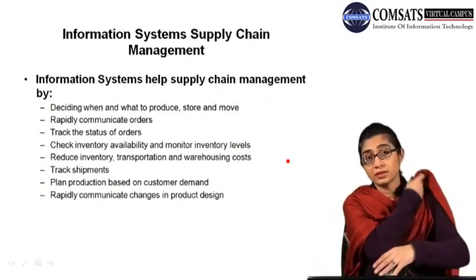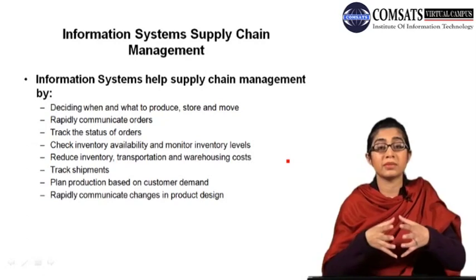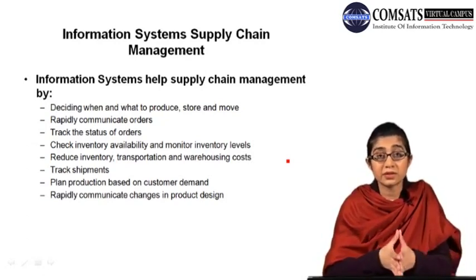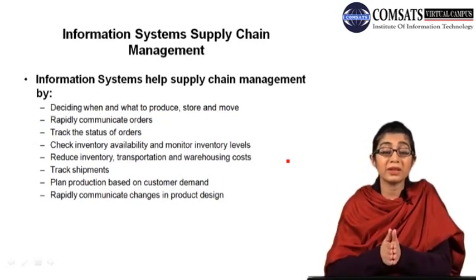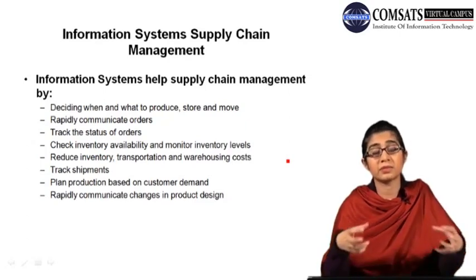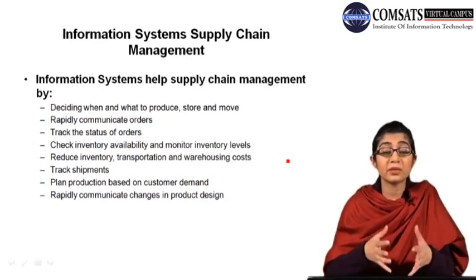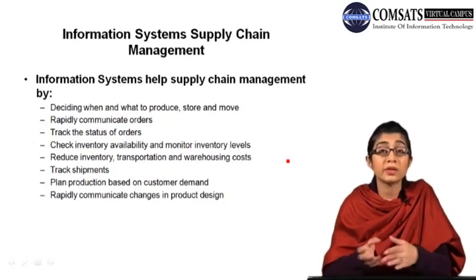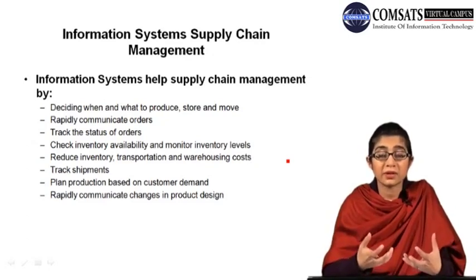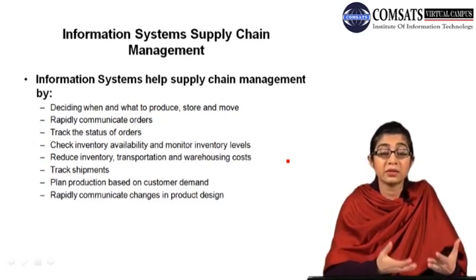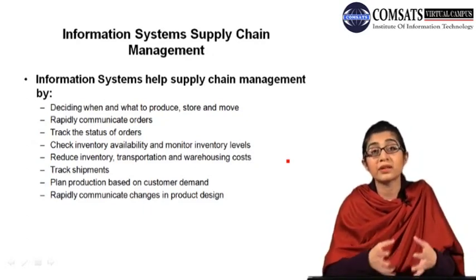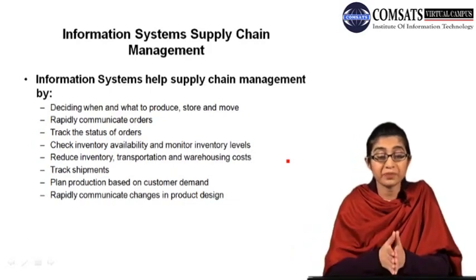So when you apply information systems, or we introduce a management system in the supply chain, then what does it do? Two or three things are mentioned here. Number one is that it helps the supply chain entities, the people working in the supply chain, decide when and what to produce, store and move. That means it provides a basis for deciding when to produce and what to produce, also what to store and what to distribute.